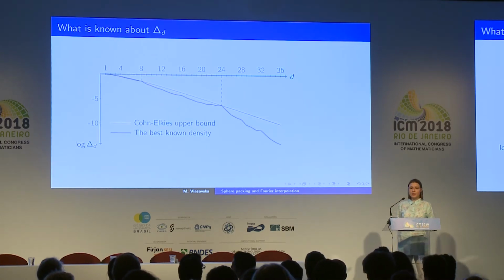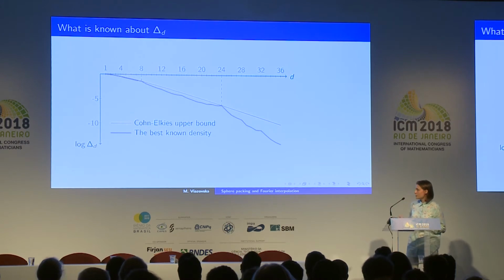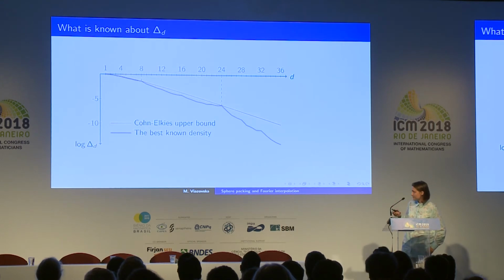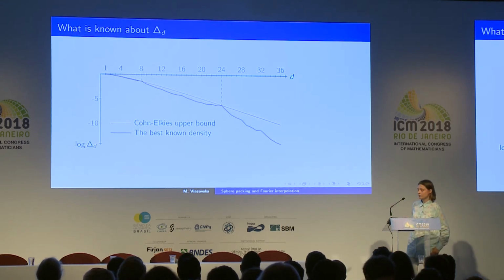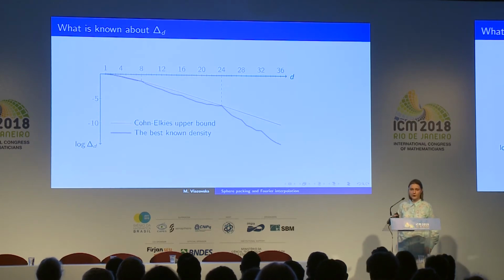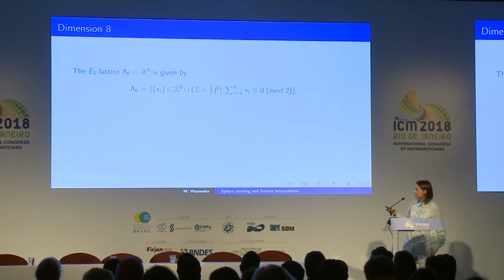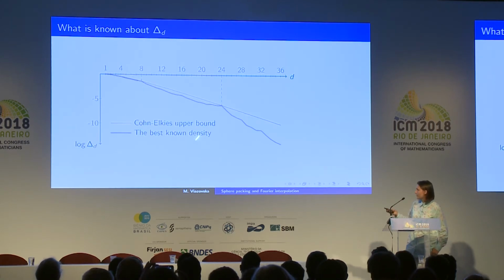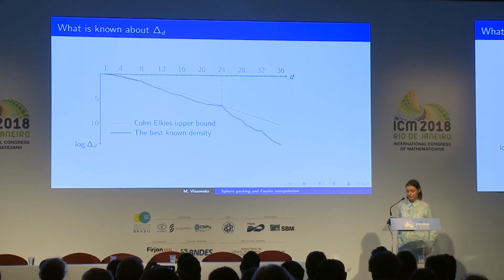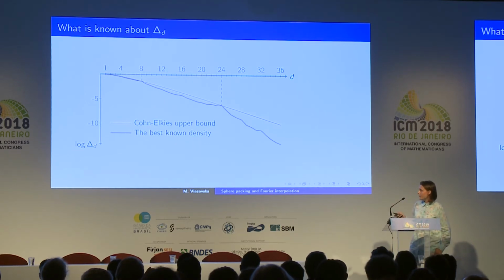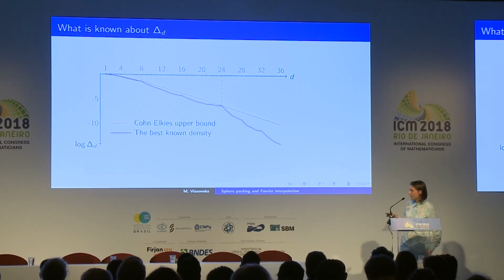So what do we know about other dimensions? In this plot, the blue line shows what we know about sphere packings in dimensions from 1 to 36. The blue line gives us the densities of the best known configurations. And the red line here is an upper bound. In particular, I draw the upper bound obtained by Cohn and Elkies, and I think it has not changed much since they published their paper.